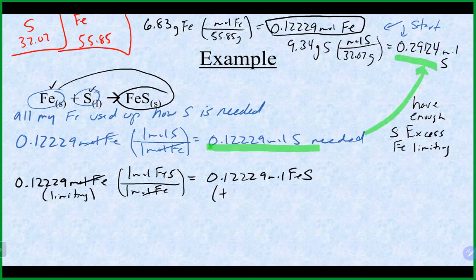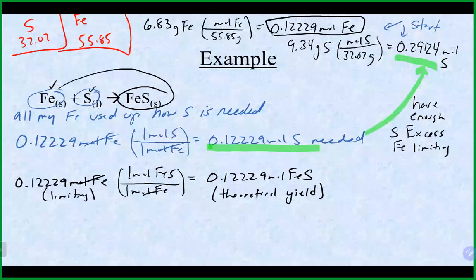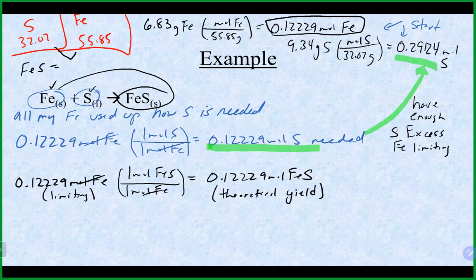This technically would be our theoretical yield in moles. But we're not interested in moles. We are interested in how many grams. So we do need to do the 4th step, which is convert our moles into grams in this case. So we do need the molar mass of these two guys added together. So FeS would be 32.07 plus 55.85, going to give us 87.92.